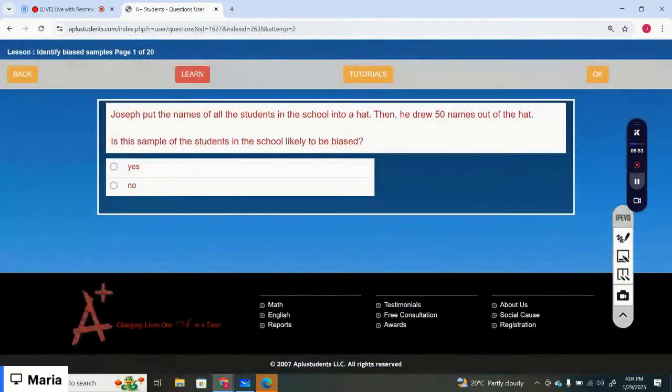Joseph put the names of all the students in the school into a hat. Then he drew 50 names out of the hat. Is the sample of the students in the school likely to be biased? The correct option is no. That is not a biased sample because that is a random sample.